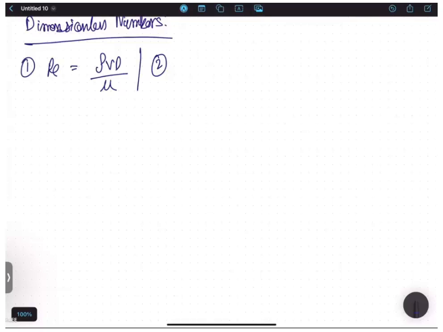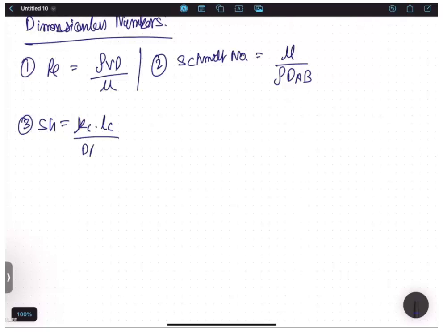First there is Reynolds number, then you have Schmidt number. This we define as mu by rho D_AB. Then we have Sherwood number, that equals k_c into L_c by D_AB, where L_c is your characteristic length.